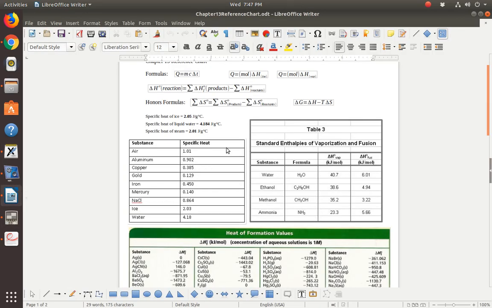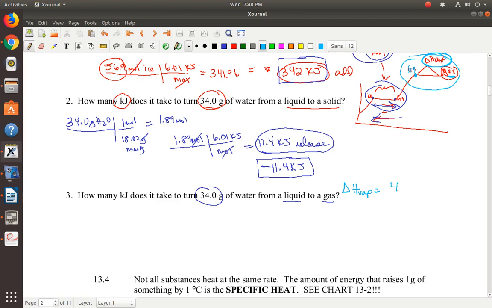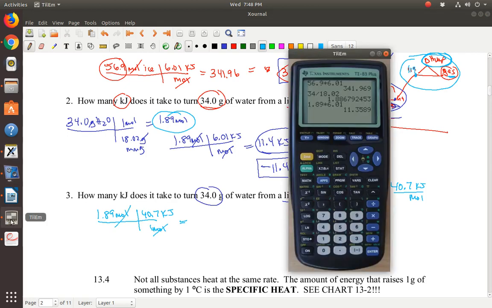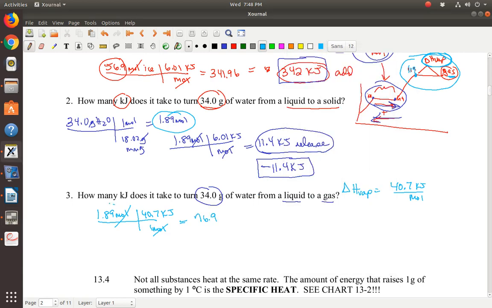So I'm going to pull up my reference chart. The delta H of vaporization for water is 40.7 kilojoules per mole, which is a lot. It takes that much energy for every one mole. Now I've already calculated up here the number of moles that I had, 1.89 moles. And I'm going to use 40.7 kilojoules for every one mole. So I just multiply that, 1.89 times 40.7, and I get 76.9. Three significant figures again. 76.9 kilojoules.